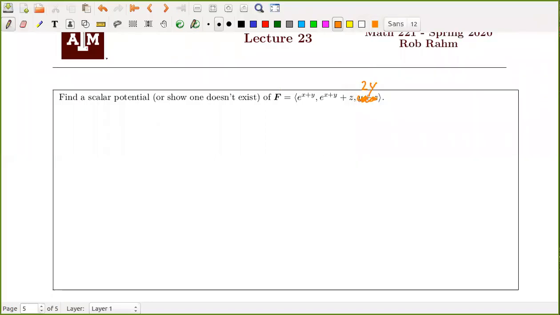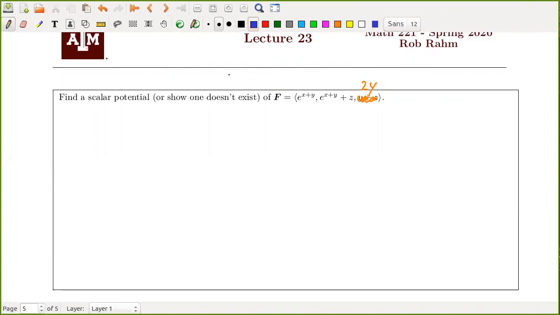Okay, so there's a typo here. The z component of the vector field should be 2y. So what I want to do is try to find a scalar potential of f. In other words, a scalar valued function whose gradient is equal to f. And I want to tell you before I do it that we can't find one.